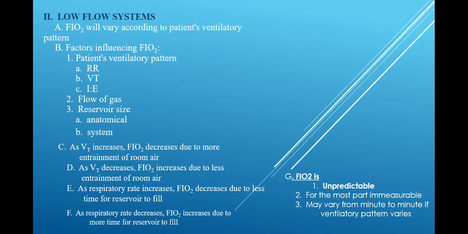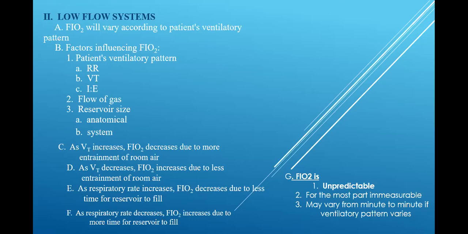So as the volume goes down, the FiO2 goes up. And as the volume goes up, the FiO2 will go down based on the principle of dilution. So all you're doing is either diluting it or not diluting it. We dilute the FiO2 with room air.